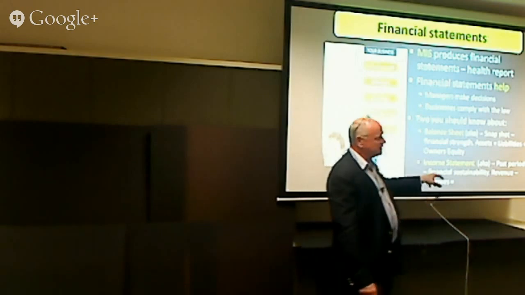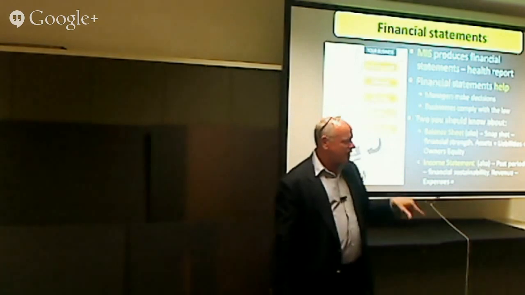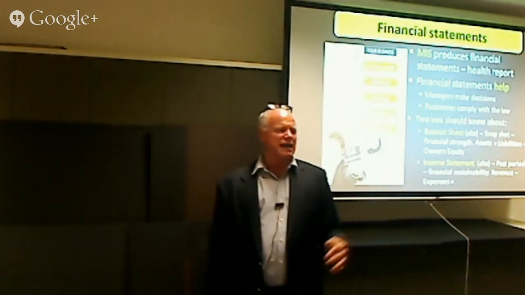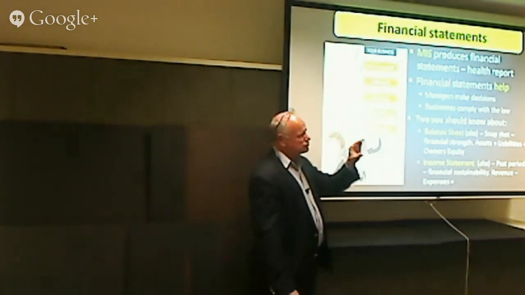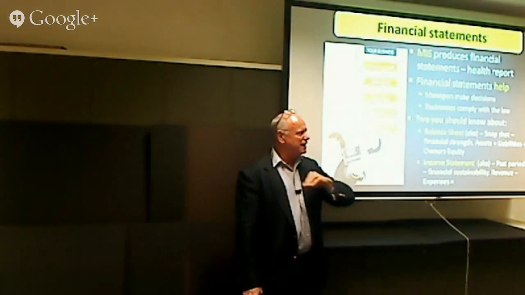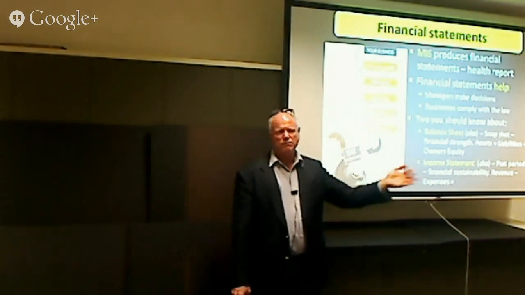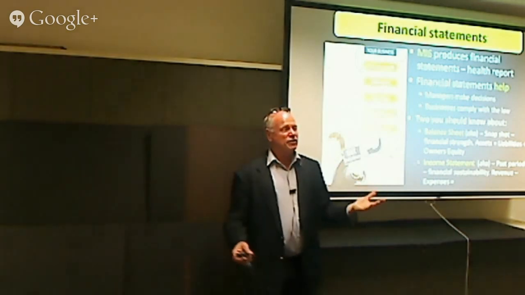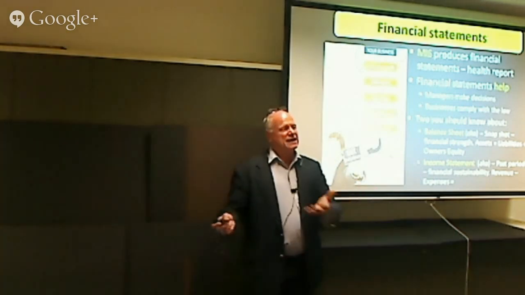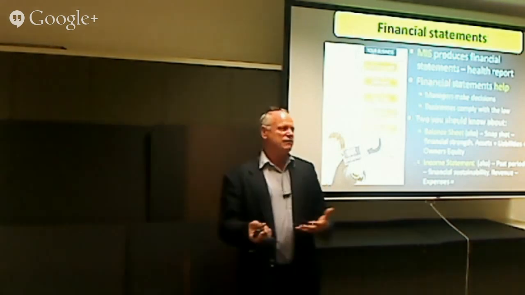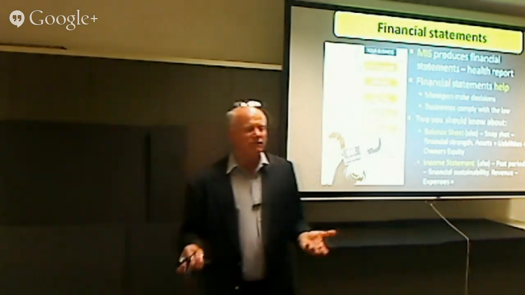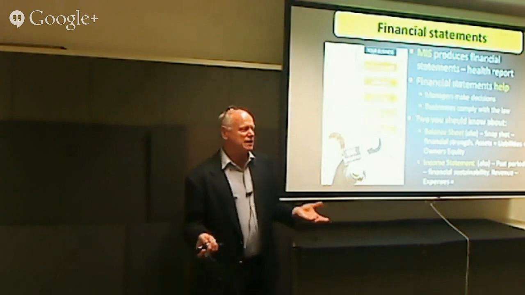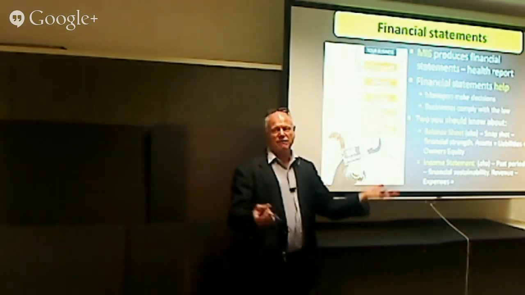The income statement deals with the past period, and it talks about your financial sustainability. So while one is a snapshot at a point in time, the other is a look at the last 6 or 12 months, usually, of your business, just to look at your revenue, look at your expenses, and see if you're sustainable. And see if you're generating a return on investment that is going to keep the owners interested in investing in that business.